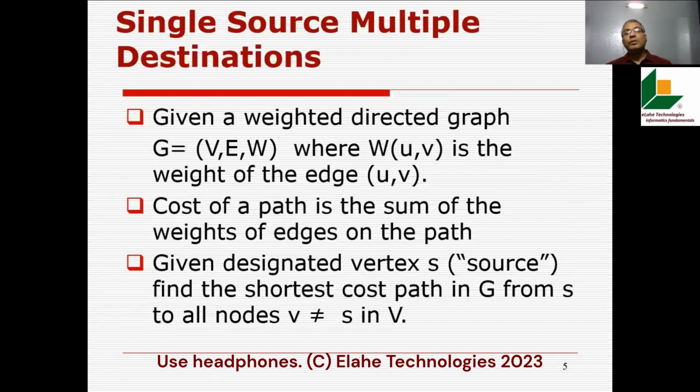Of course, the more common variant that we come across is the single source multiple destination. So we have a weighted directed graph G as we have already defined, and the cost of the path is the sum of weights on the edges of the path, but you are given a single source node and you want to find the shortest path from this designated source node S to all other vertices in the graph.